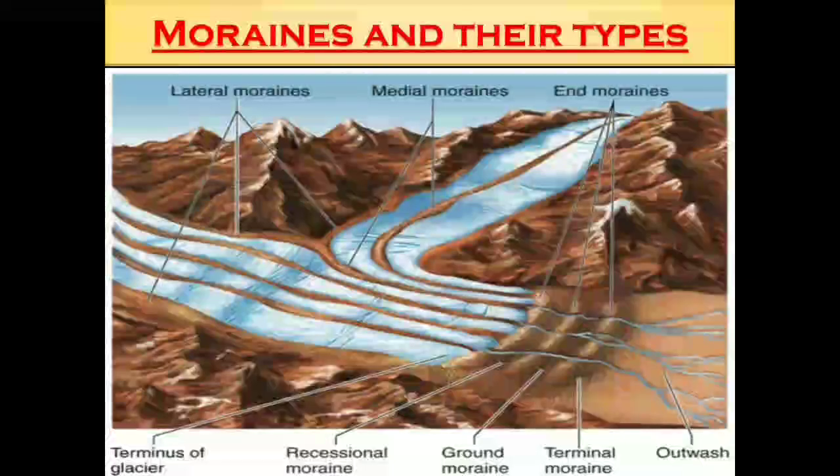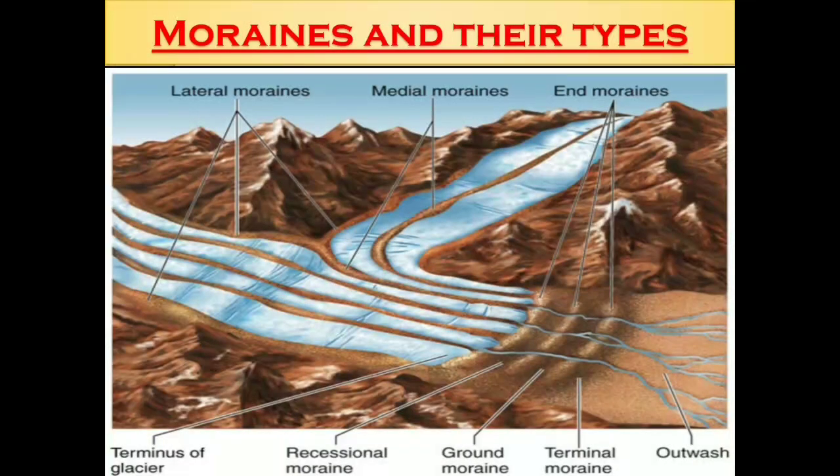Here is a picture of moraines and their types. You can see lateral moraines, what is called lateral moraine, medial moraine, end moraine. Then down you can see what is called terminus of glacier, recessional moraine, ground moraine, terminal moraine and the outwash.